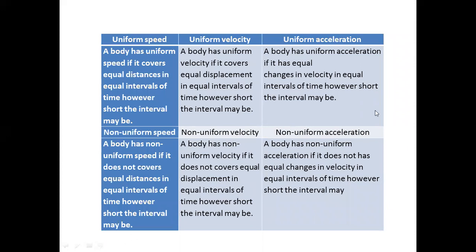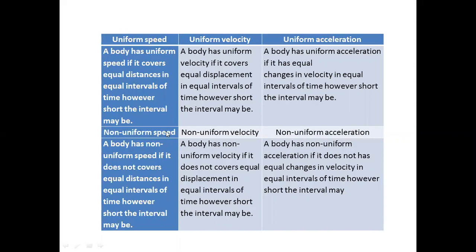Okay, this table shows the comparison of uniform speed, uniform velocity, uniform acceleration. If the speed is uniform, it means that the body covers equal distance in equal intervals of time. If the body covers equal displacement in equal intervals of time, then its velocity will be uniform. And if the change in the velocity of a body is equal in equal intervals of time, then the acceleration is uniform.